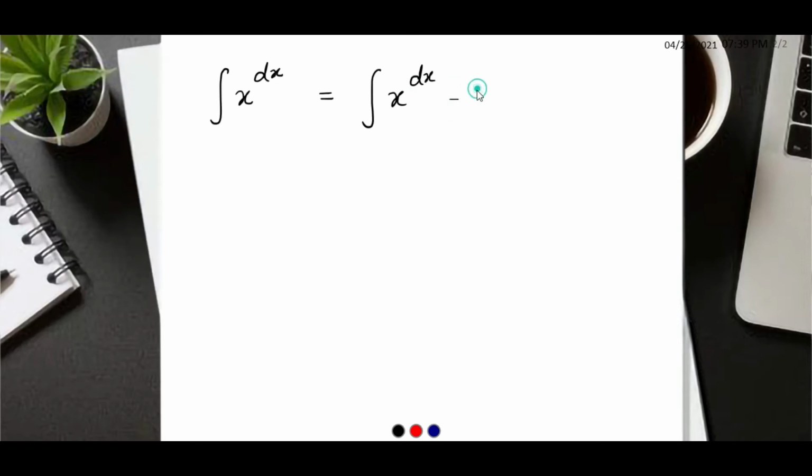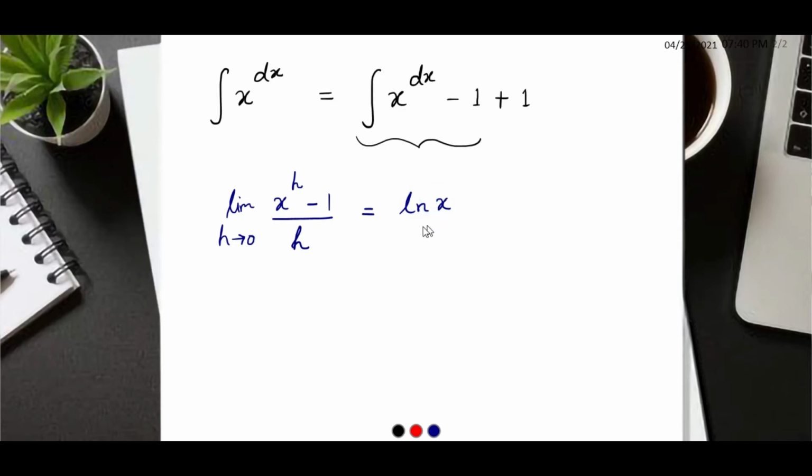Just subtract 1 and add 1 also. Now we can actually solve this term using a simple concept of limits. Let me show you what that is. There is a concept: limit h tends to 0, x raised to the power h minus 1 over h, is equal to log of x.